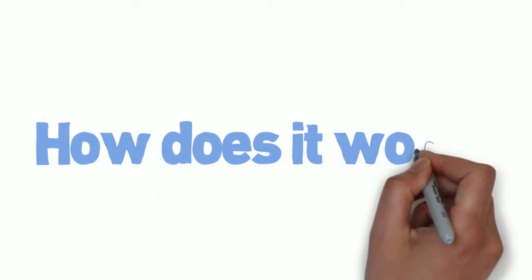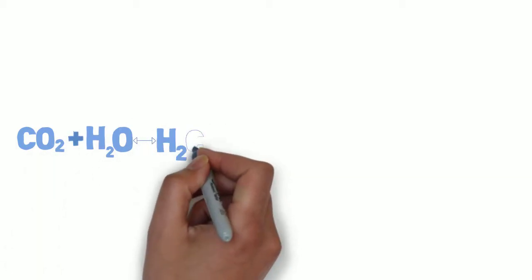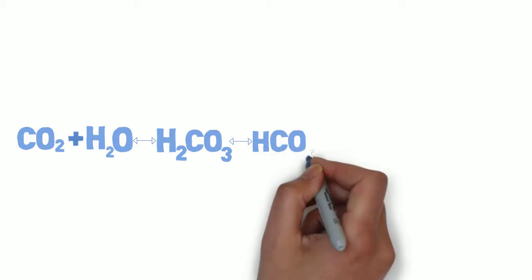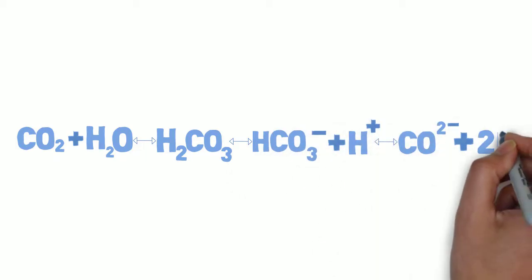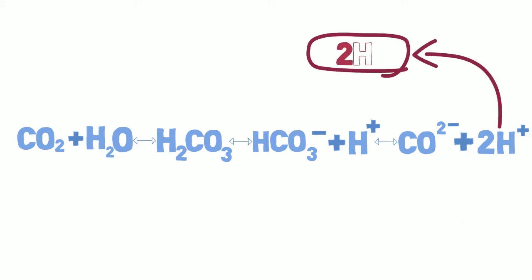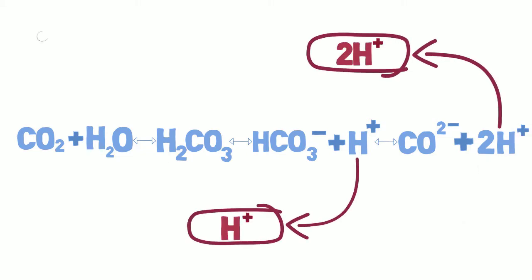So how does it work? When carbon dioxide becomes dissolved in seawater, a series of chemical reactions take place. These reactions result in a net release of hydrogen ions, in turn leading to a drop in pH of the seawater.